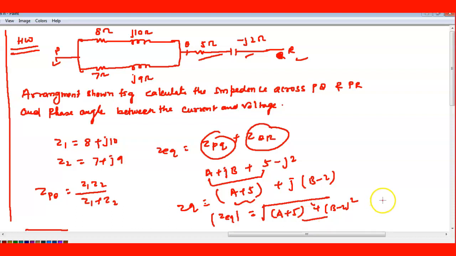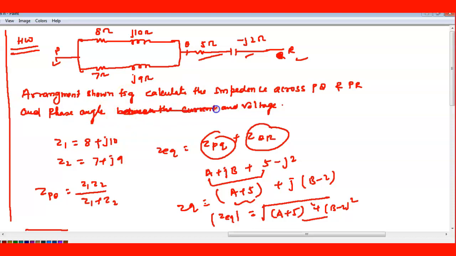Angle between the current and voltage. So here the voltage is not given. Power supply is not given, right? Then you cannot find it. Z of AB. No, the power supply will be given, then only you can find the current, no? And voltage also is not given. Okay, so this second part just leave it.